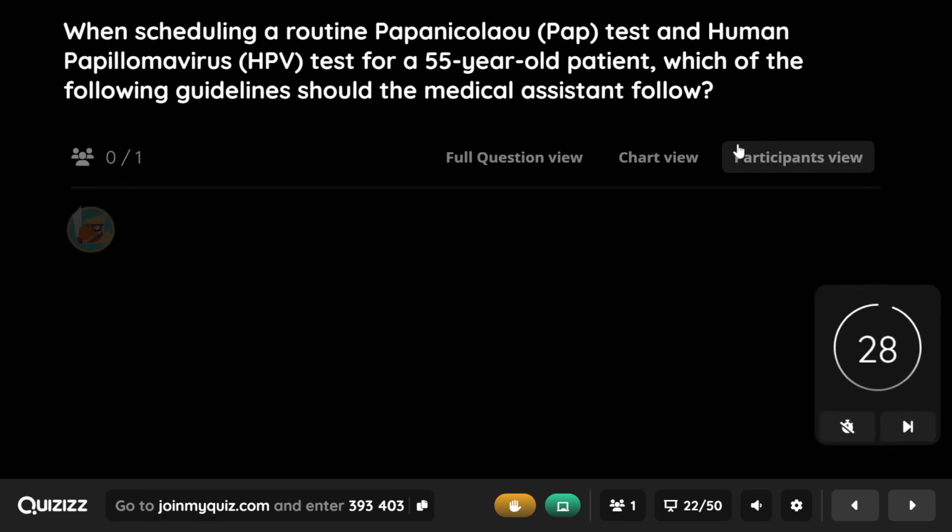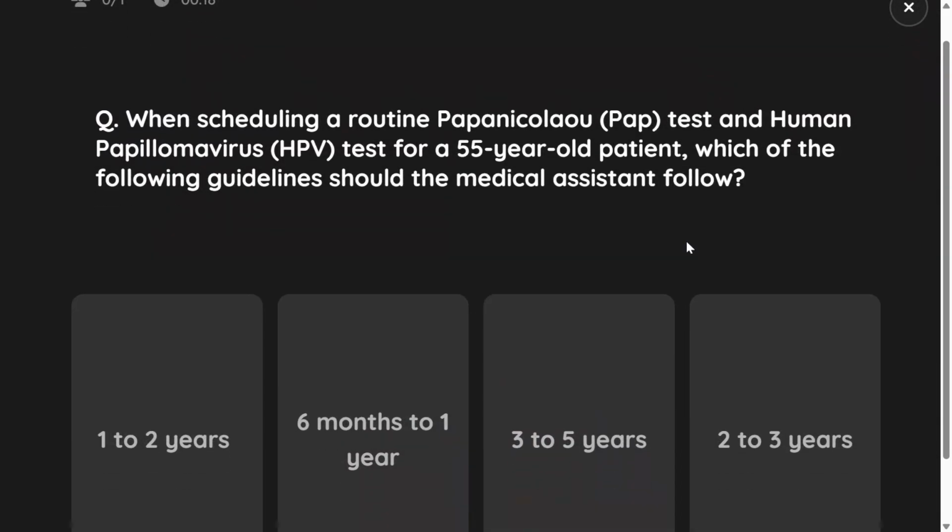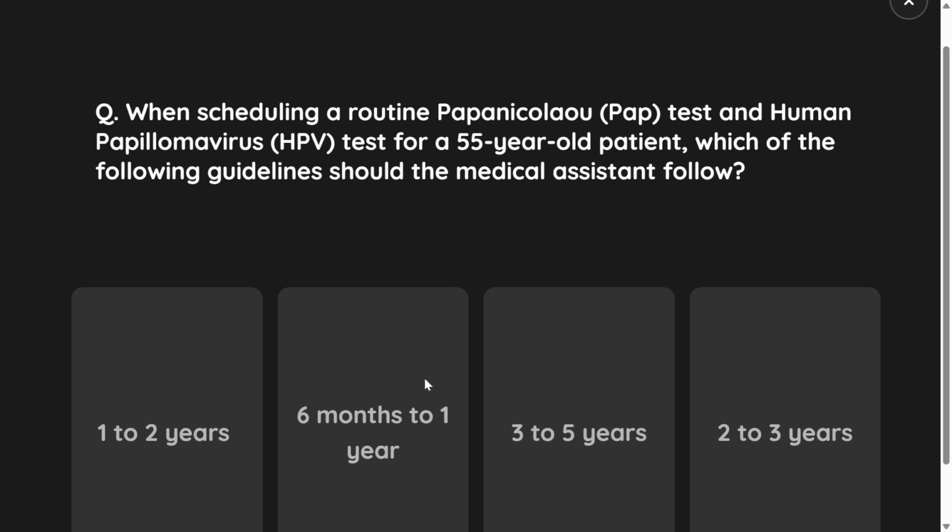When scheduling a routine pap test and an HPV test for a 55-year-old patient, which of the following guidelines should the medical assistant follow? Is it going to be every 1 to 2 years, every 6 months to a year, every 3 to 5 years, or every 2 to 3 years? We're scheduling a pap test and a human papillomavirus test for a 55-year-old patient. What is the best amount of time?